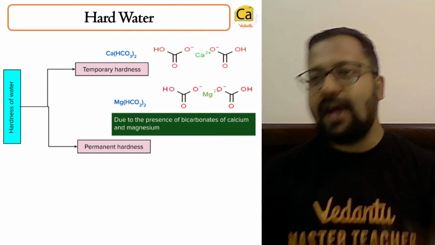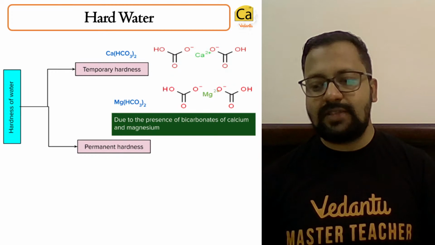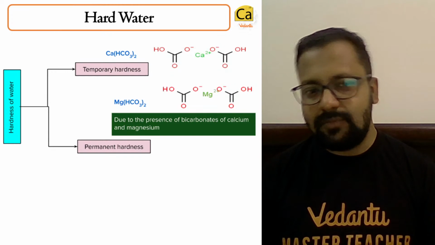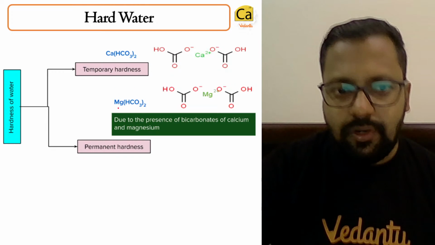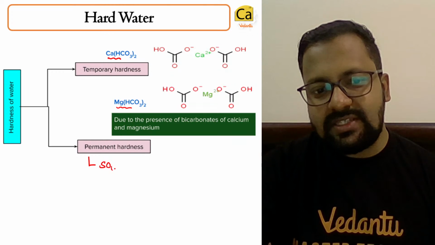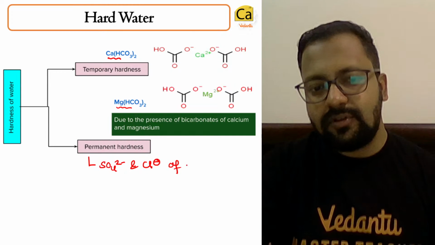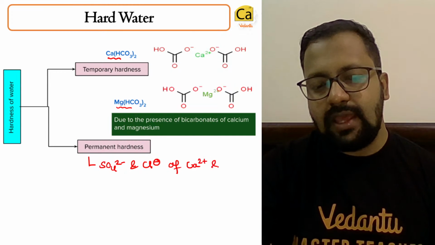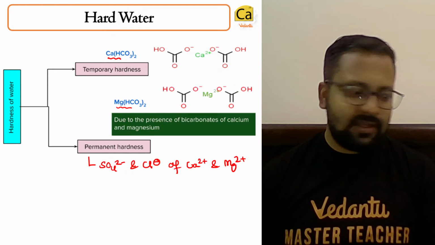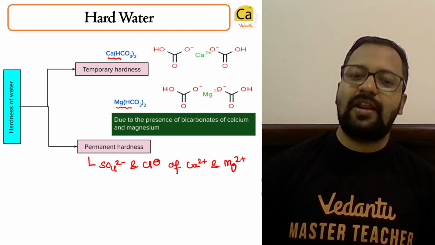Water is hard in two ways. There can be temporary hardness and there can be permanent hardness. Temporary hardness is because of the bicarbonates of calcium and magnesium. Remember, it is because of the bicarbonates of calcium and magnesium. Permanent hardness is due to the sulfate and chloride of calcium and magnesium.